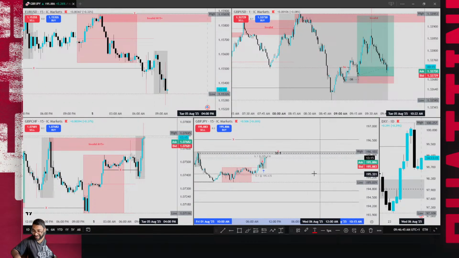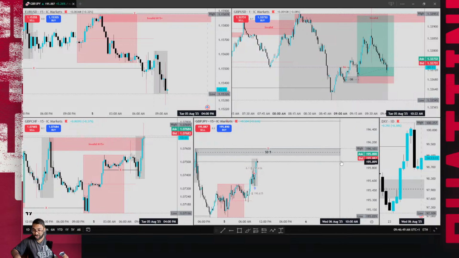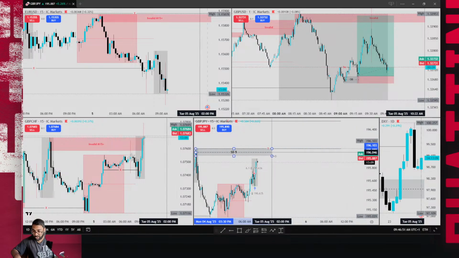Damn it. Actually, no. This zone might actually fail in New York, so I'm gonna drag that to. It's time to trade.